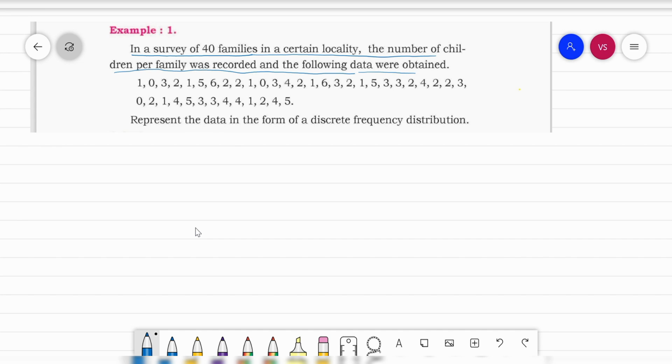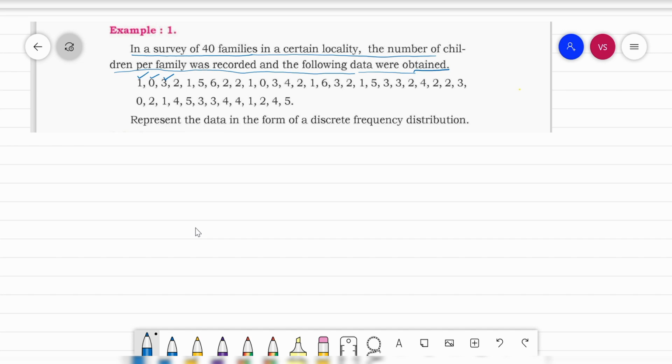So imagine you have conducted a survey, students, and that survey was all about knowing the number of children per family. You've been asked to go and collect the data from 40 families. The first family you went to gave us the data that they have only one child. The second family you asked how many children do you have, and they said we don't have any children, 0. And the third family said we have 3 children. So like this, they have given us the data.